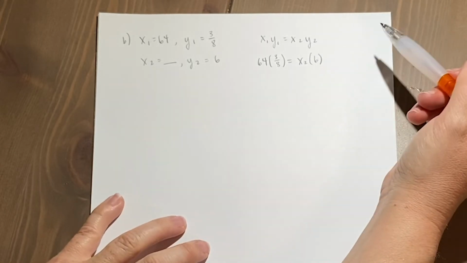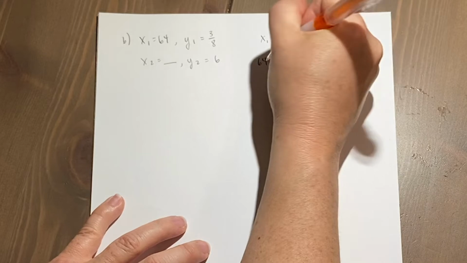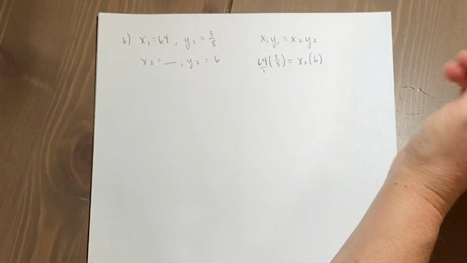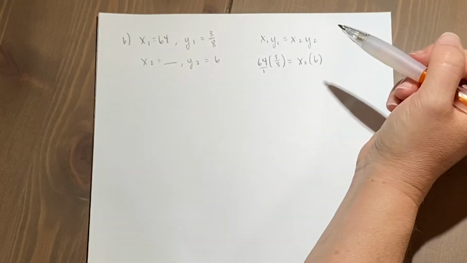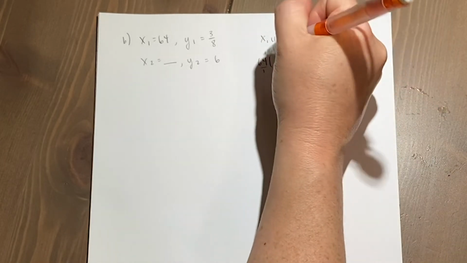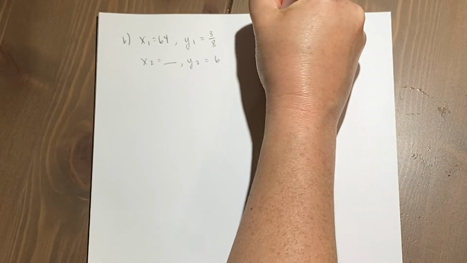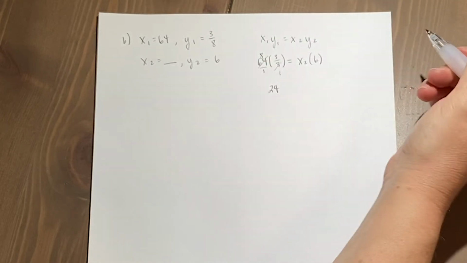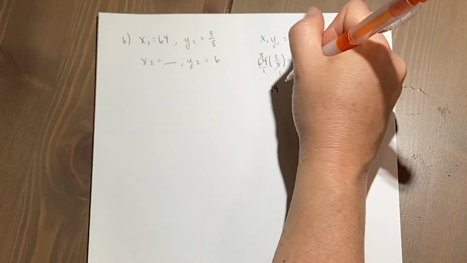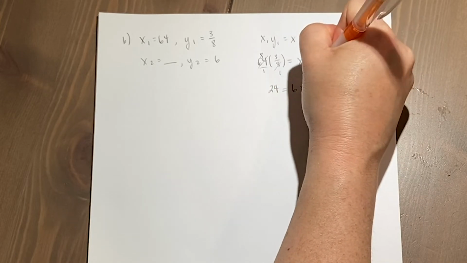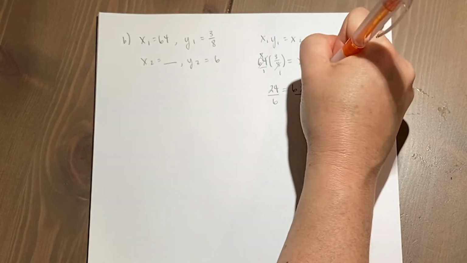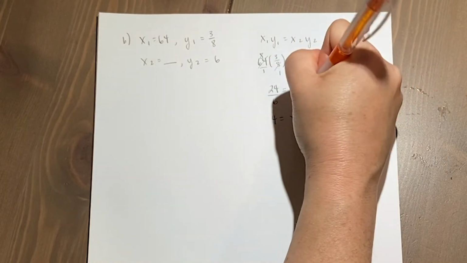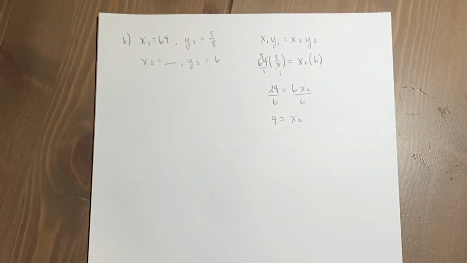All right, so we have to do some math with fractions. We can do this. 64 is understood to be over 1. When we multiply fractions, we will multiply across the numerators and across the denominators, or we can cross cancel. So 64 and 8 reduce each other by a factor of 8. So across the numerator, we have 8 times 3, which is 24. Across the denominator, 1 times 1, which is just 1. And then over here, we have 6 times x2. Then we're going to divide both sides by 6. 24 divided by 6 is 4. So x2 equals 4.